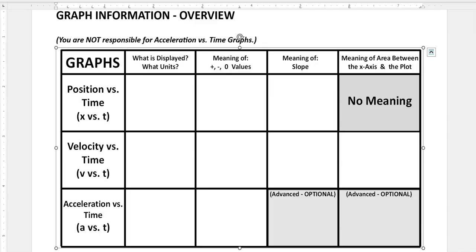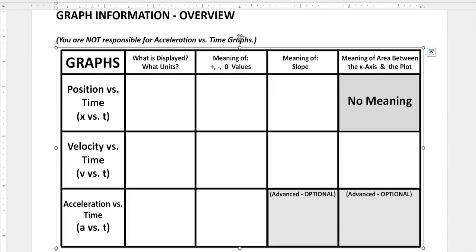In other words, for position, what does it mean to be positive? What does it mean to be negative? What does it mean to be zero? For velocity, the same thing, and for acceleration, the same thing. And then for the position and velocity graphs, there's a column for the meaning of the slope. So when you calculate slope, what is that value equal to? And then only on the velocity versus time graph, you'll see in the last column, there's a meaning for the area between the x-axis and the plot. And we won't be discussing the corresponding value for the acceleration versus time plot. You're not responsible for that.